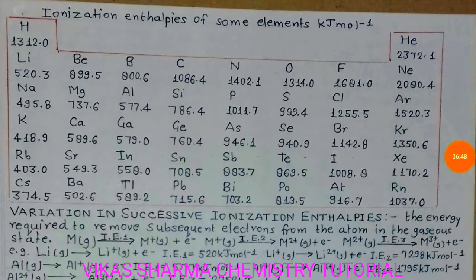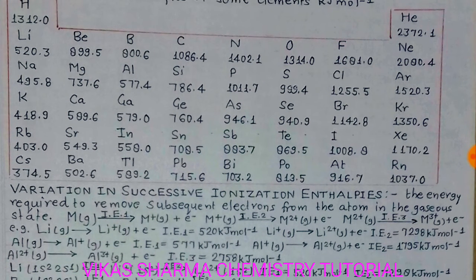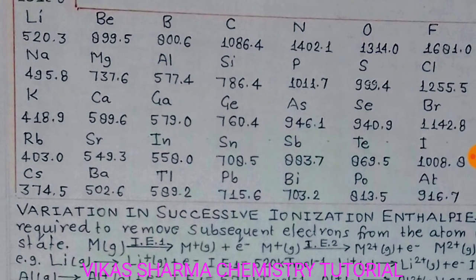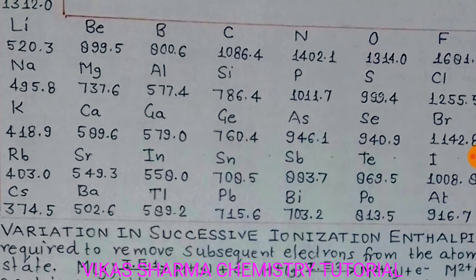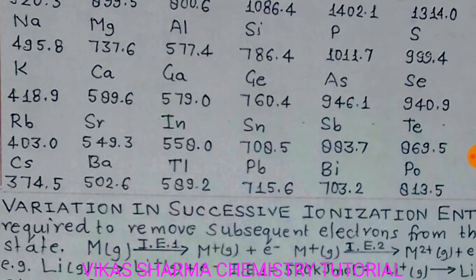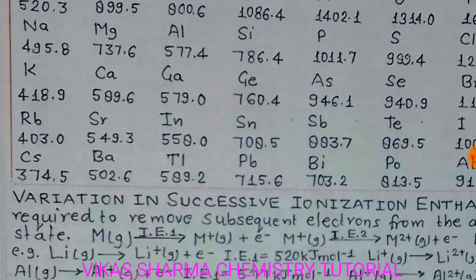Student, on display you have the ionization enthalpy of some elements in kilojoule per mole. In a group, lithium is 520.3 and cesium is 374.5. This means cesium has lower ionization enthalpy and its electron is removed easily. In the third period, sodium has 495.8 and sulfur is 999.4, meaning sodium loses an electron easily but sulfur does not.